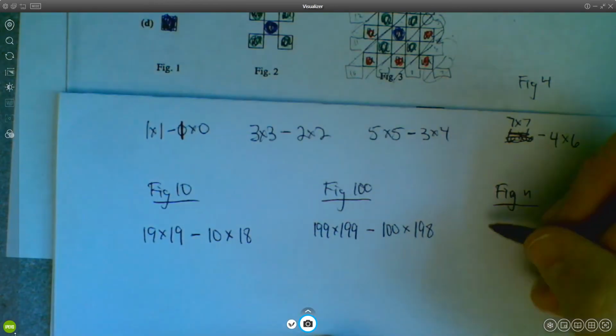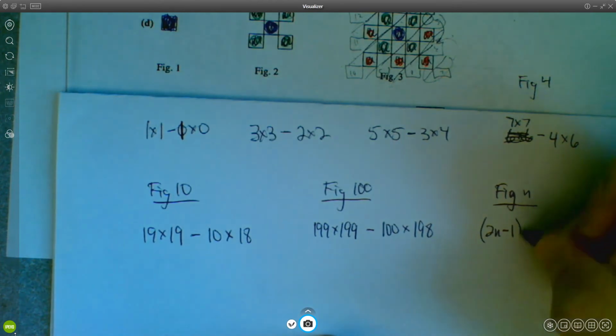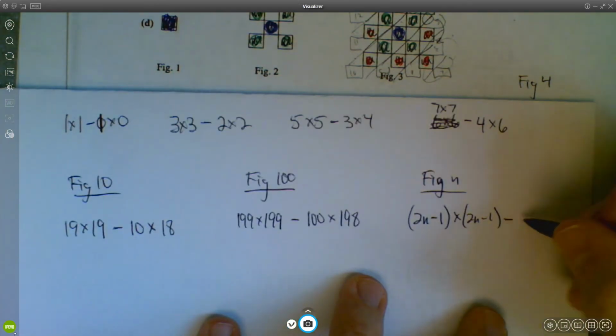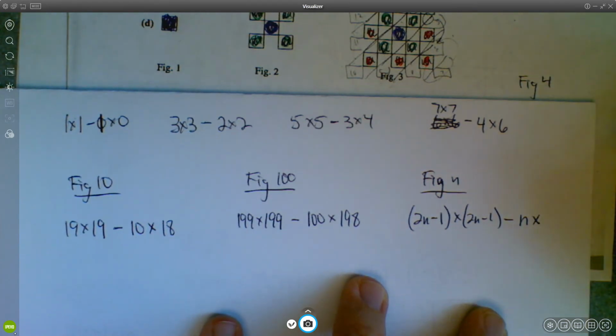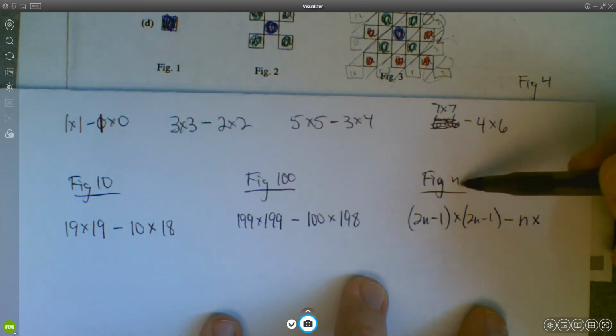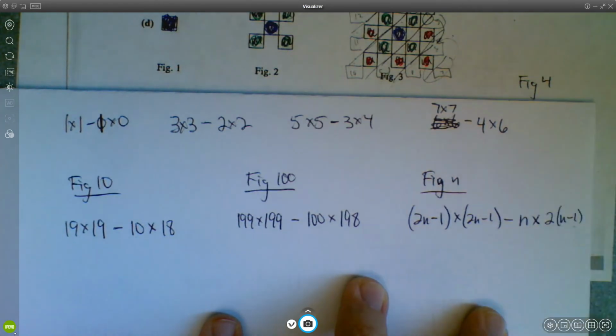Okay, so for the first number we said we were going to double the figure number and then subtract 1 and multiply that by itself. Okay? Then we were going to subtract off the figure number times this number we got by doing figure number minus 1 and then multiplying that by 2. So we got it by saying figure number minus 1 times 2.